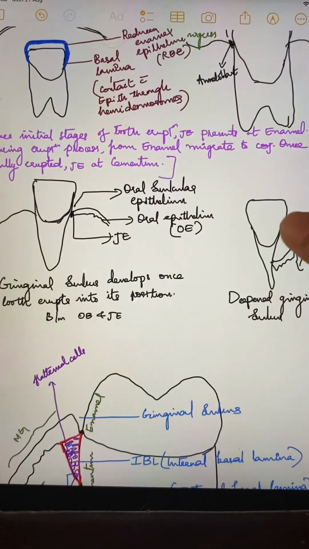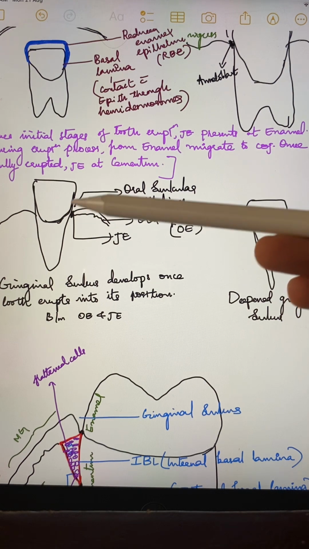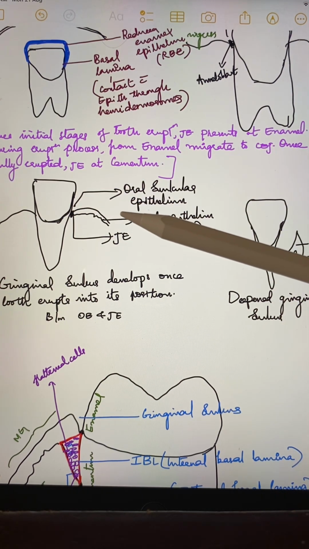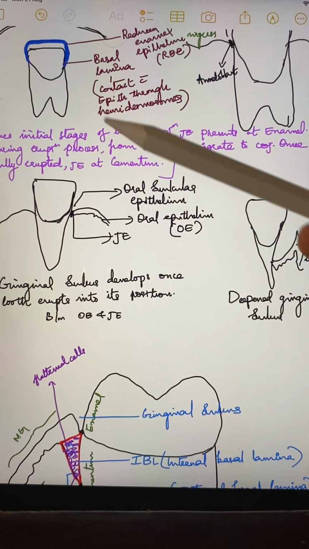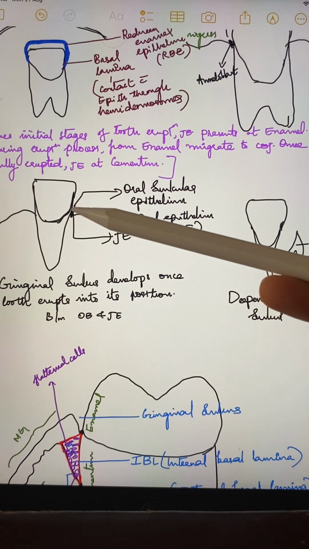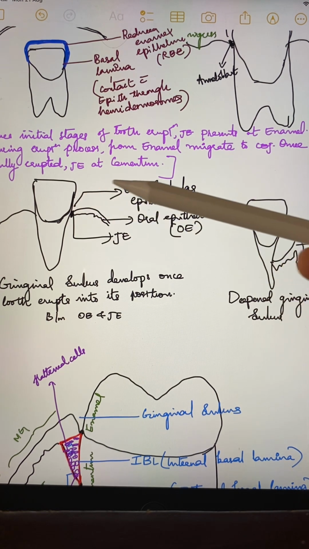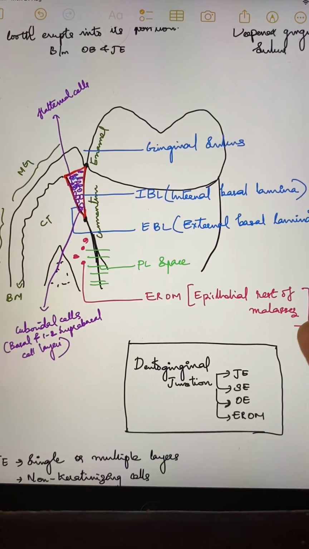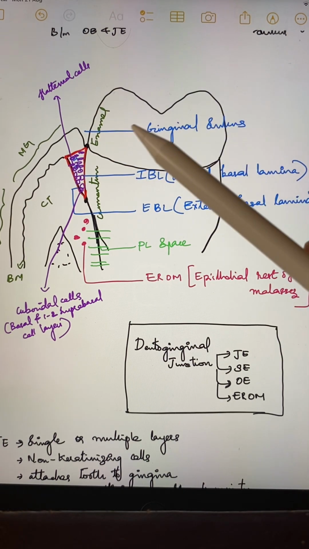After the eruption, the gingival sulcus, lined by the sulcular epithelium, develops once the tooth erupts into its position. It can be seen between the oral epithelium and the junctional epithelium. So this is how the junctional epithelium is formed. If you see the picture, you will get an idea about this.